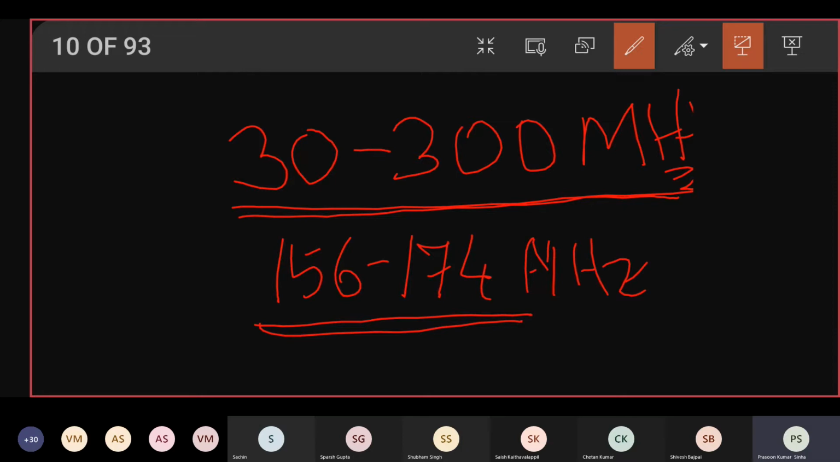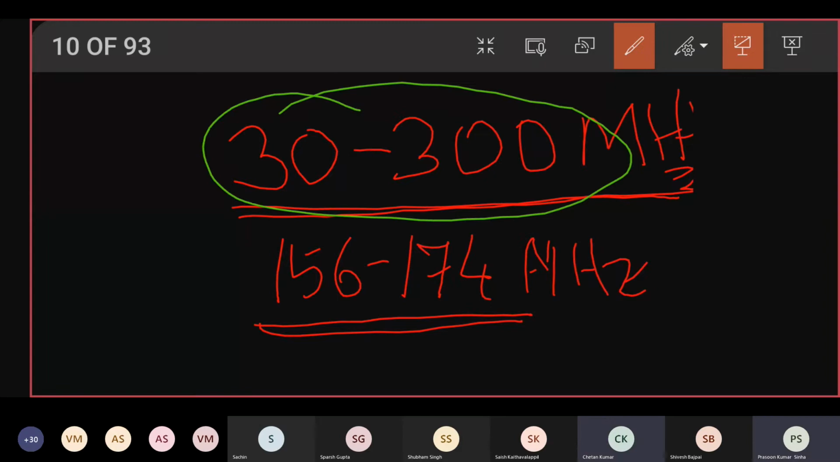These frequencies, are they lying within VHF above? Yes, sir. Yes, are they in it or not?